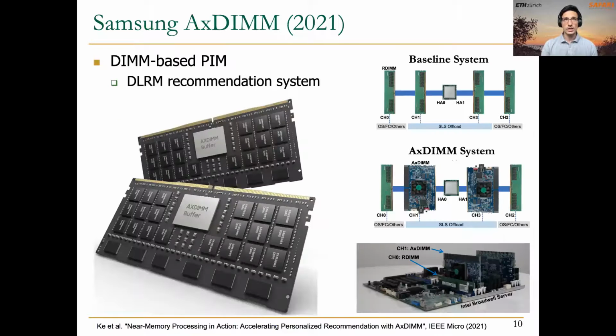Here in this slide, you can see another view of the AxDIMMs, and on the right-hand side, you can see the setup that they use in their paper for evaluation of this prototype. They compare a baseline system with the AxDIMM system, where they have replaced the DIMMs in 2 of the memory channels with these AxDIMMs that contain a reconfigurable fabric, or a small FPGA. These FPGAs are programmed to execute some operators that are necessary for the recommendation system.